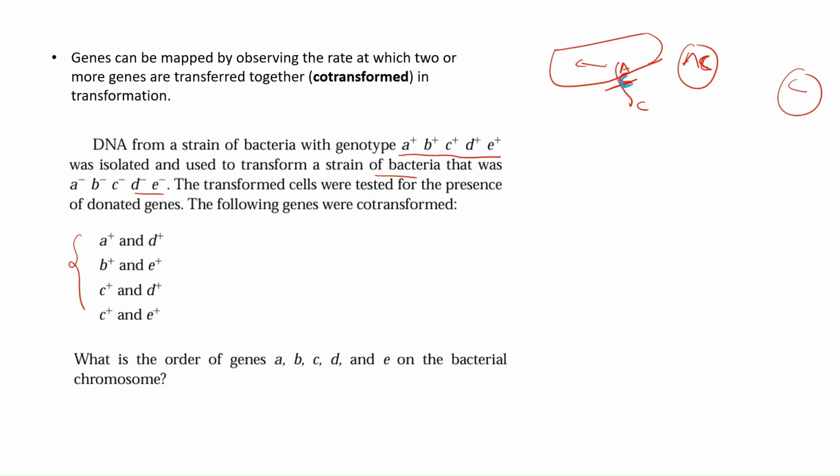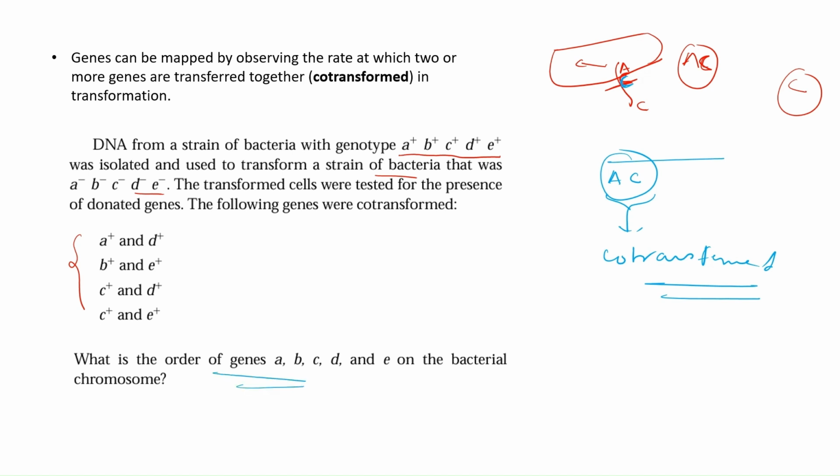That can happen. So when two genes get transferred into the recipient cell together, that means both genes are present very close. That's why they both got transferred to the recipient cell together. So this set is known as co-transformed, because both genes transformed together. On the basis of this data, we can map the genes. Now how can we map the genes? How can we decide the order of the genes?